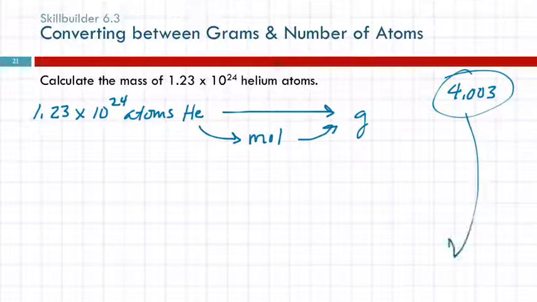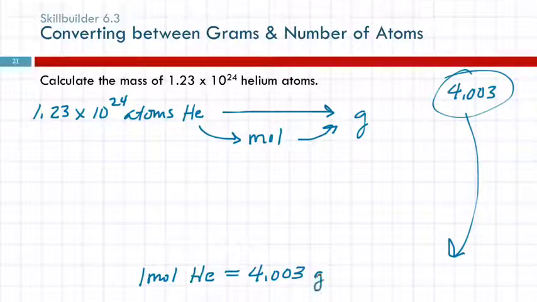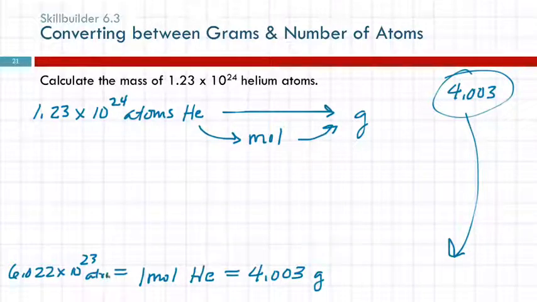So this number from the periodic table, that means that 1 mole of helium is equal to 4.003 grams. 1 mole equals 6.022 times 10 to the 23rd atoms. This side, that's always true. 1 mole, 6.022 times 10 to the 23rd things. That's what 1 mole means. The mass over here will be different depending on what element you're looking at. So that's specific to this problem.